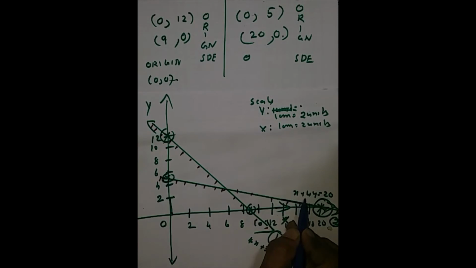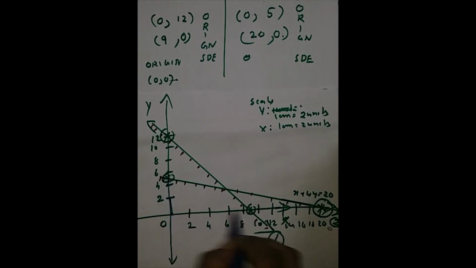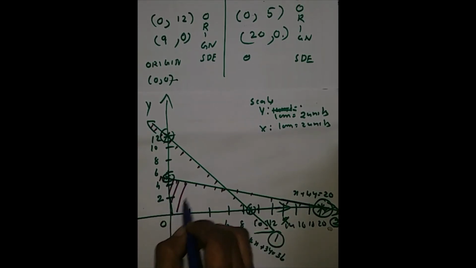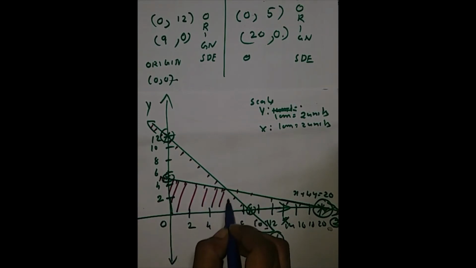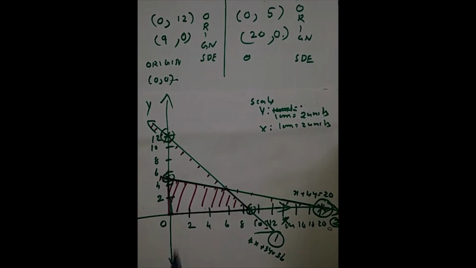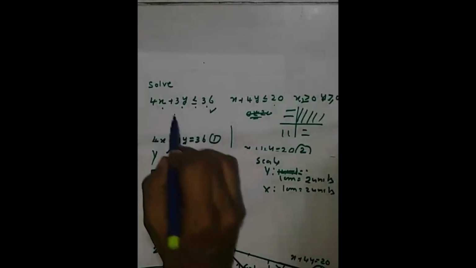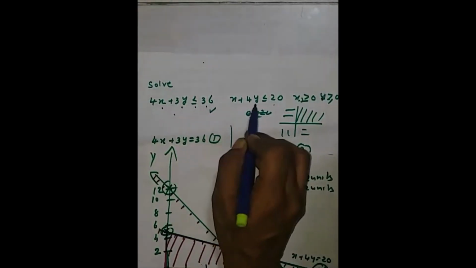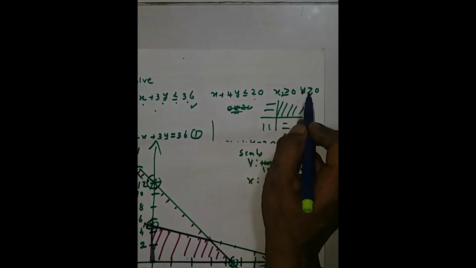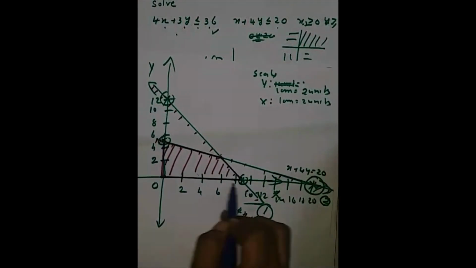X and y are positive, so this is the boundary. You have to shade this much only. This is the common solution of the given inequalities. Since it is given x and y are positive, we have to shade only the first quadrant.